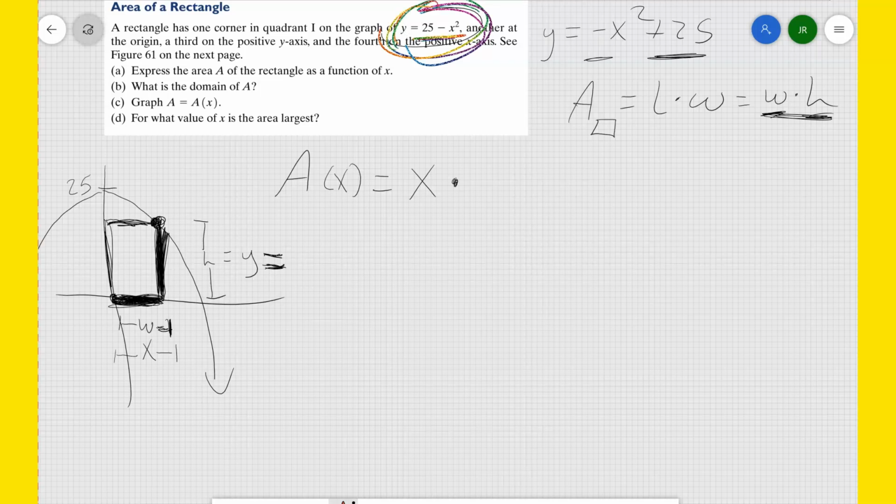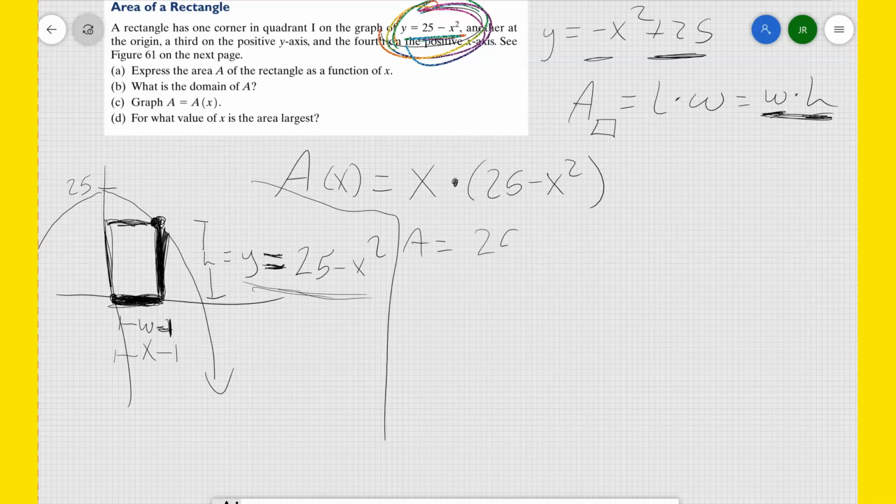All right, so that is y equals that. Everywhere on that parabola, the y coordinate is equal to 25 minus the x coordinate squared. So instead of putting y or height, I'm putting 25 minus x squared, because that is the height of that rectangle wherever I am on the parabola. So I can distribute that. That's going to be 25x minus x cubed. Okay, so area as a function of x equals 25x minus x cubed.